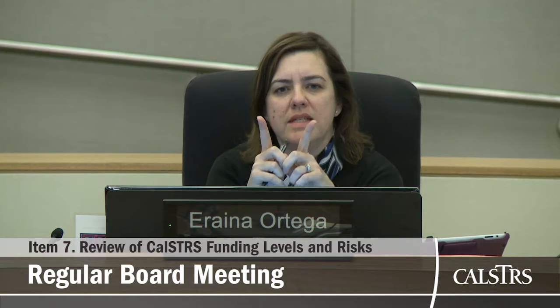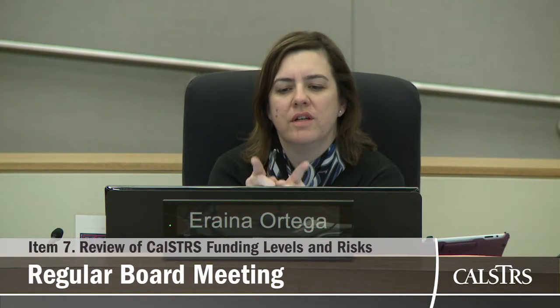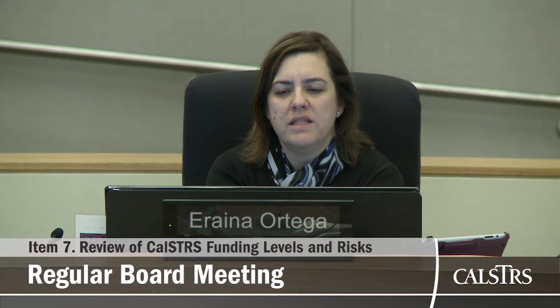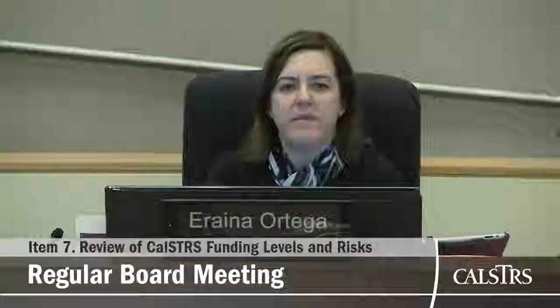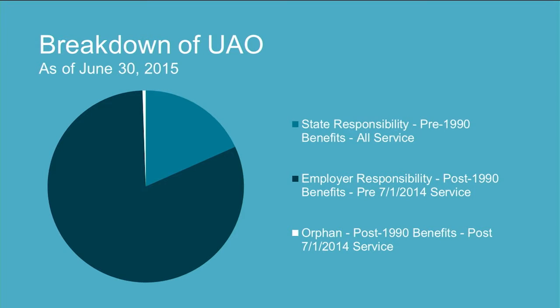Can you go back to the pie chart that shows the state having kind of a small sliver? That's the part that confuses me. So how do we get from there to the other chart that looks like a big whale? No, we are talking about two different things.